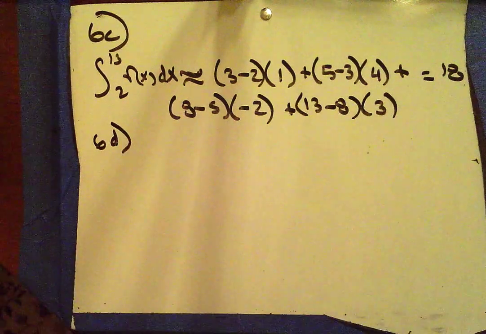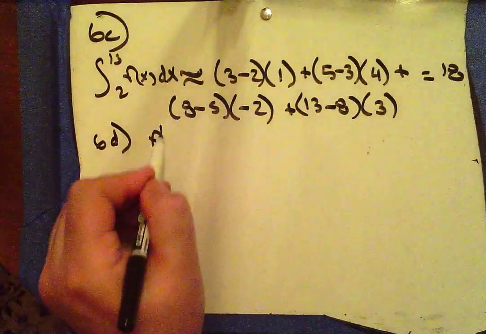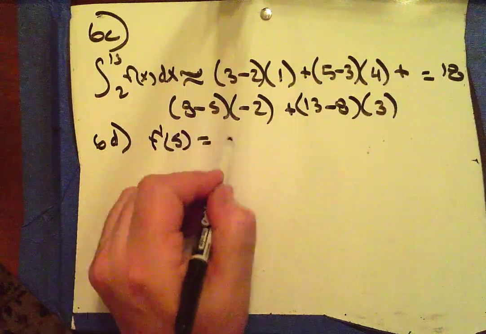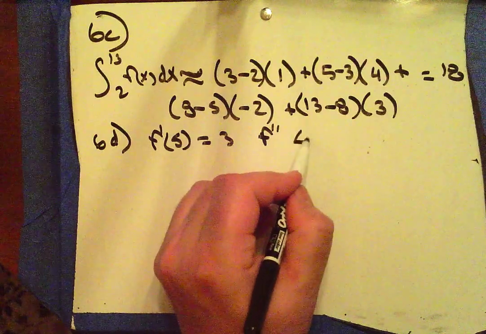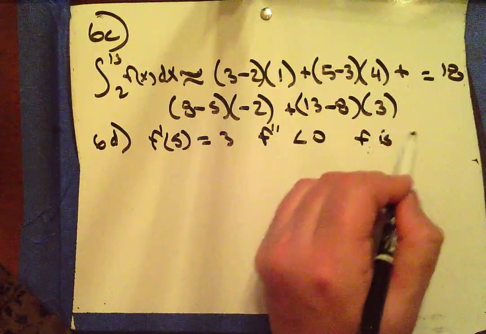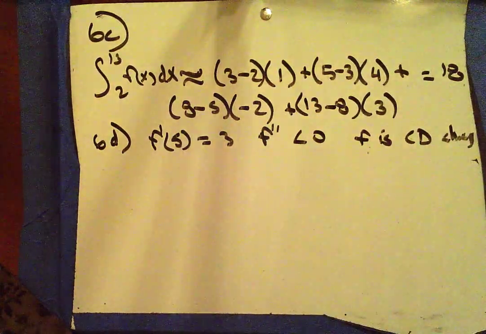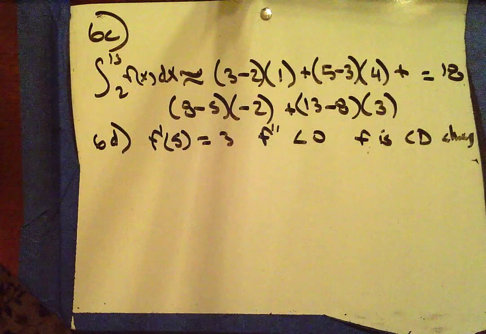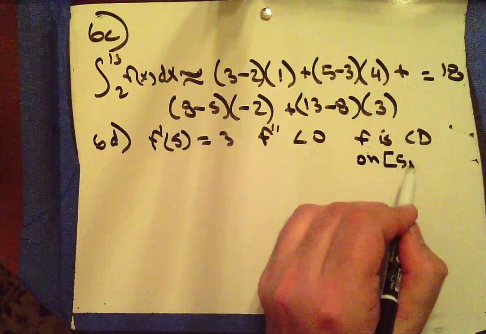6D. 6D says, suppose f prime of 5 is really 3, and f double prime is less than 0, so that means f is concave down always. Okay, on the closed interval from 5 to 8, 5 to 8.